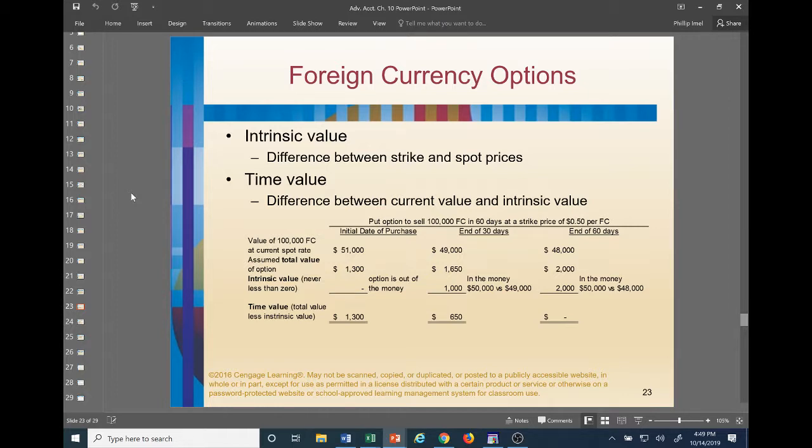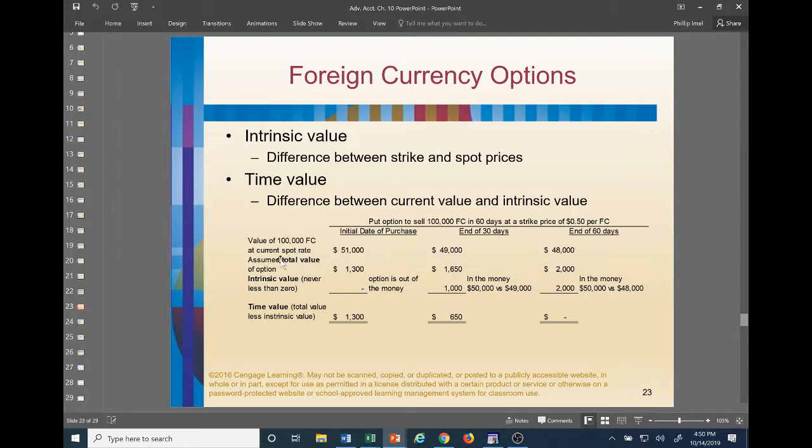So to illustrate the value components of an option, assume that a put option, which is the right to sell, allows for the sale of 100,000 foreign currencies in 60 days at a strike or exercise price of 50 cents per foreign currency. The value of the option would consist of the following. So let's just look here. The put option to sell 100,000 foreign currencies in 60 days at a strike price of 50 per foreign currency.